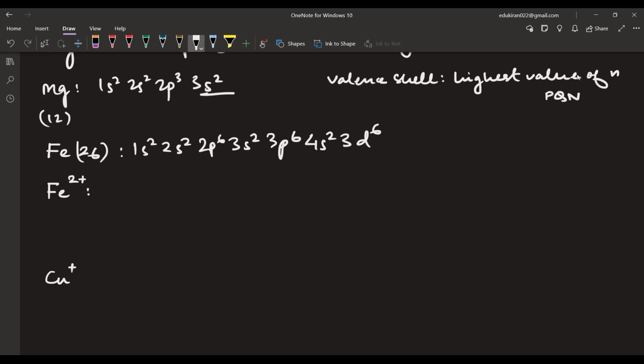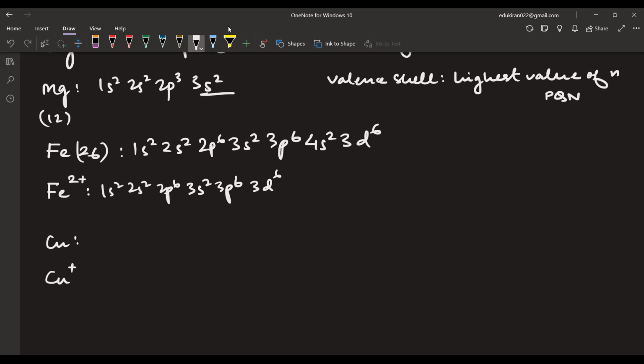Okay. Now tell me Fahad, what will be the valence shell here? The valence shell will be 4s2. Fourth will be the valence shell. So the electrons will be removed from which orbital here? 4s. So you just remove the 2 electrons from here and write the electronic configuration: 1s2, 2s2, 2p6, 3s2, 3p6, and then 3d6. Now, who will tell me the electronic configuration for copper?